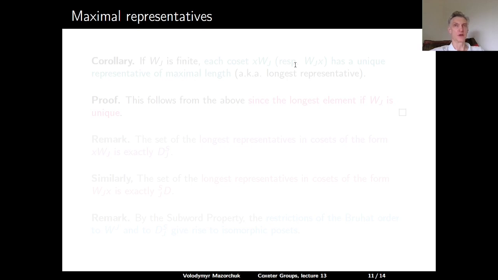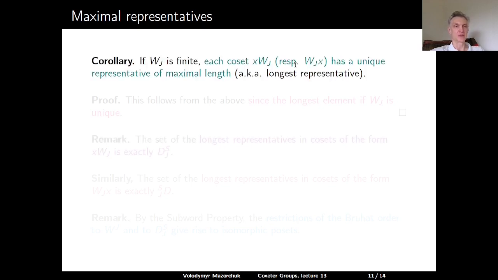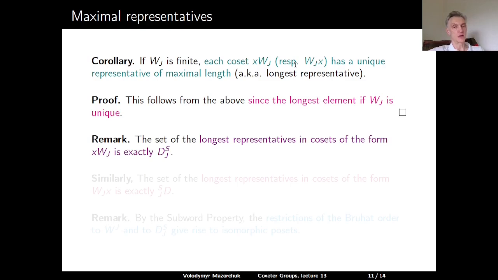We can also talk about longest coset representatives. So, corollary: if W sub J is finite, then each coset x times W_J or W_J times x has a unique representative of maximal length, so the longest representative. And this follows from the above, since the longest element in W sub J is unique, as we know. And the set of the longest coset representatives in cosets of the form x times W_J is exactly the set D sub J upper S.